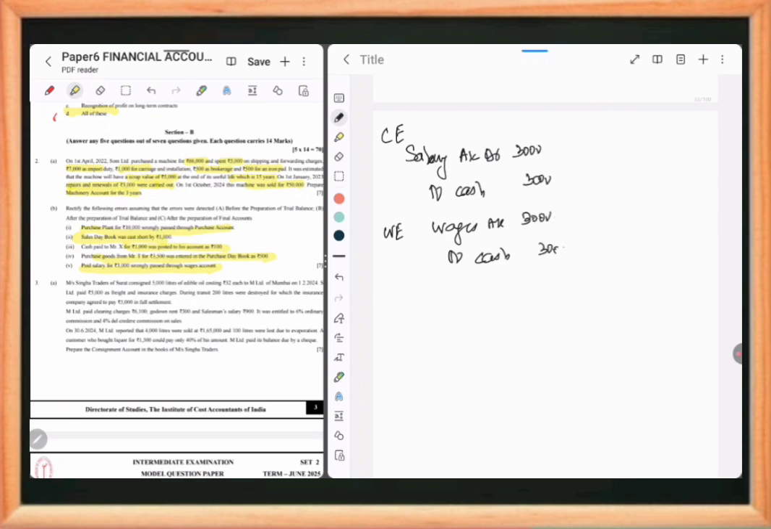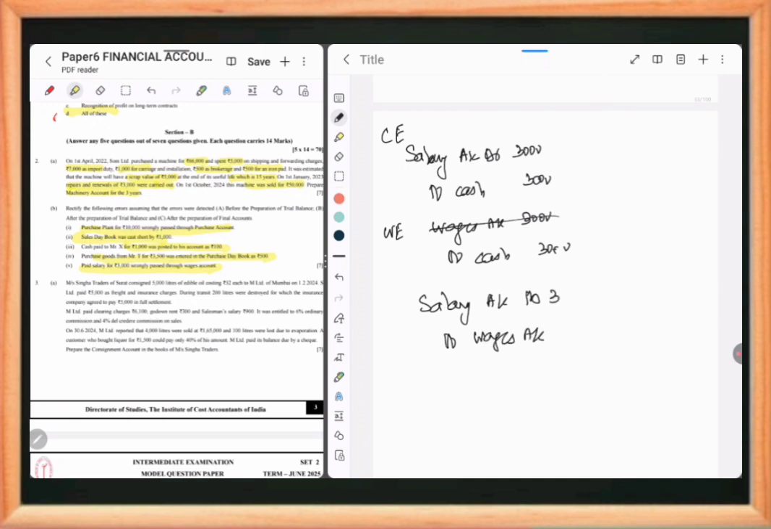So what will be the rectification entry? Salary, we have to enter salary, but we have to cancel wages. So the entry will be salary account debit. This is a rectification entry. Salary account debit, and then we have to cancel wages account. Already it was debited. If we want to cancel, it should be credited to wages account, salary account debit to wages account.